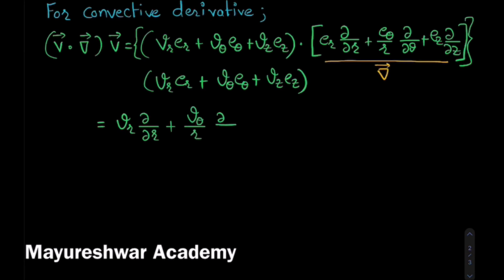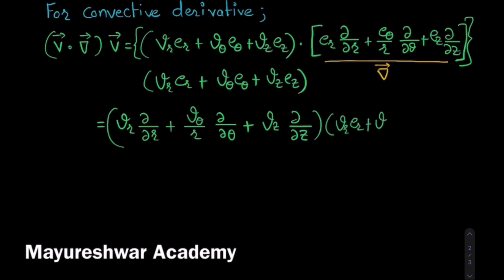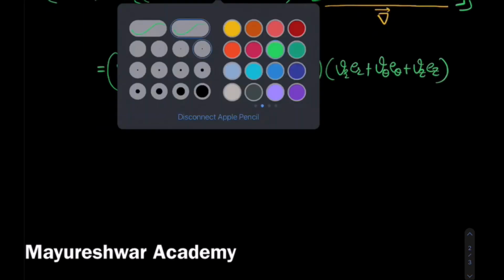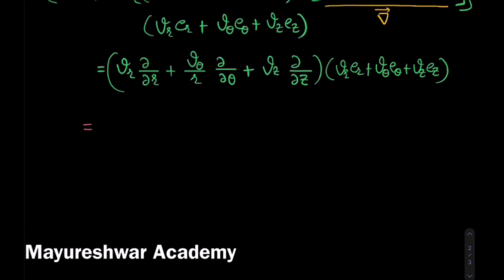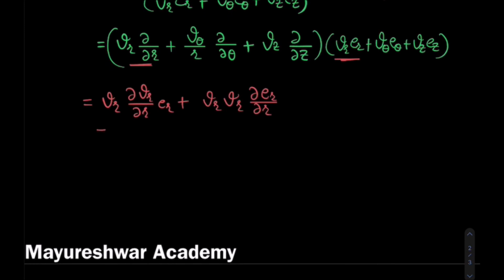So v_r ∂/∂r, so this will be e_r dot e_r, and similarly e_θ dot e_θ will be 1. Similarly e_z dot e_z will be equal to a unit quantity. That's why the first term in the bracket is an operator, and the second term is as it is, the velocity terms. Okay, so let us use the product rule of differentiation. The first term is the differential of v_r, then v_r into the differential of e_r, which is a unit vector along the r direction. So that completes our first differentiation.